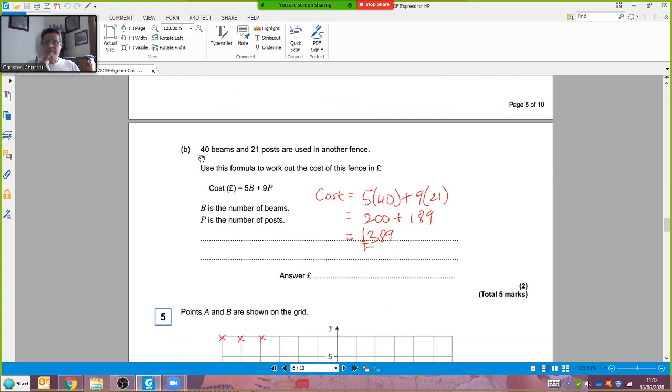So what's the cost of buying a fence with 40 beams and 21 posts? Well, I've got 5 times 40 because it's 40 lots of £5, and 9 times 21 because every post costs me £9. So I'm going to put the numbers in. 5 40s are 200, 9 21s are 189. Of course, this is a calculator paper. Add up these 2 parts for the beams and the posts. The whole fence will cost you £389. It's pretty realistic.